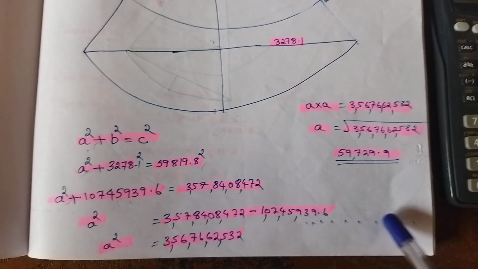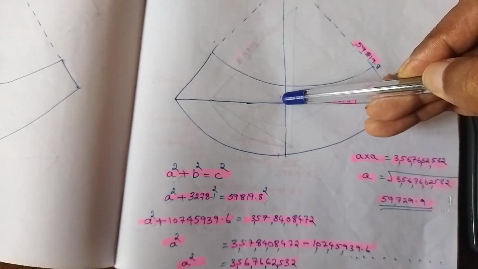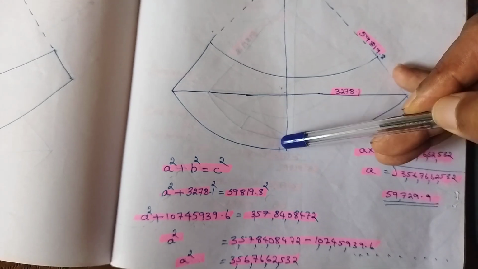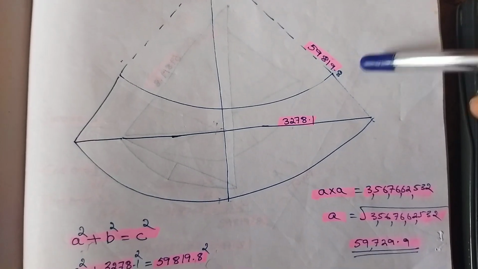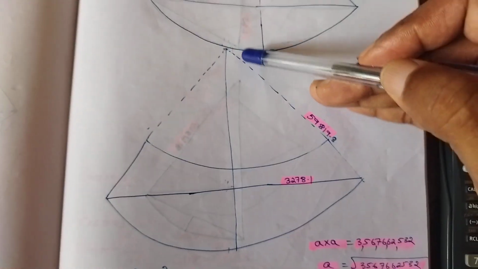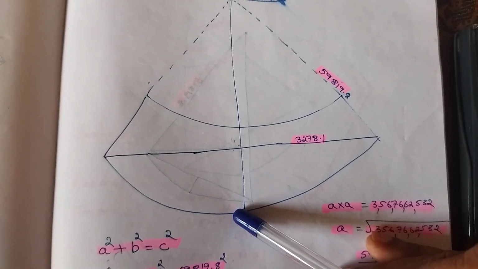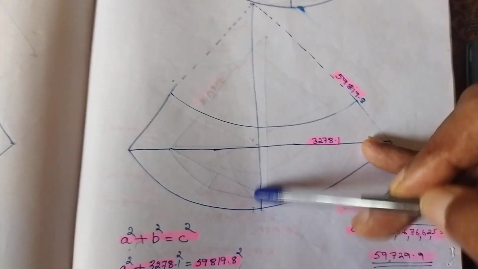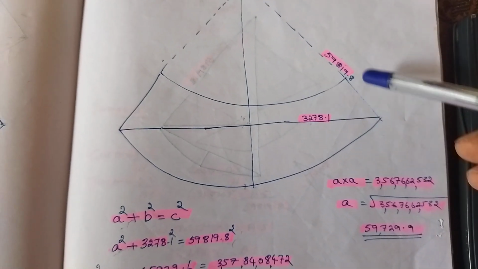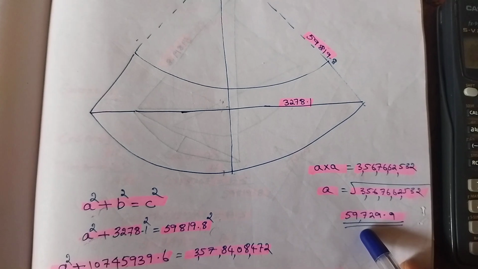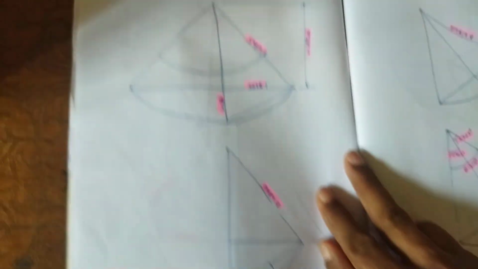It is 59,729.9. If it is 59,729.9, what will be this measurement? We have to decrease from the radius. Radius is this 59,819.8. From this 59,819.8, we have to decrease this measurement. Then we will get this measurement. Just decrease 59,819.8 minus 59,729.9. You do it in your calculator.